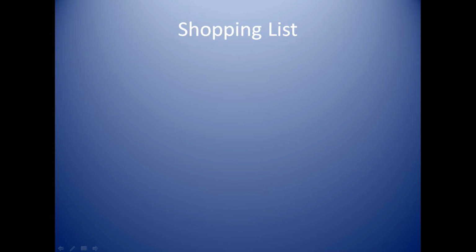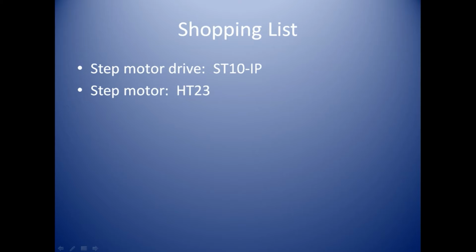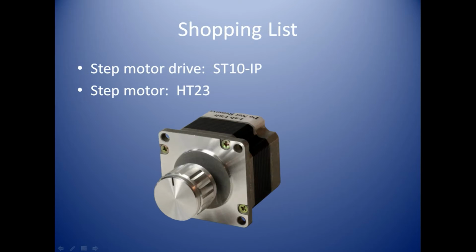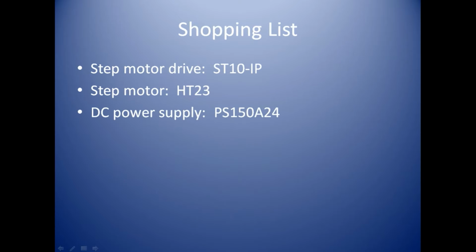Before we can start programming, we need to pick out some products and get them set up. I've already gone shopping in the engineering lab at Applied Motion Corporate, where I chose an ST10-IP step motor drive and a size 23 step motor. My motor has a knob on the shaft so that we can see it move. I also picked up a DC power supply and a switch box that we'll use to demonstrate the control of inputs and outputs. Lastly, I needed a Cat5 Ethernet cable.